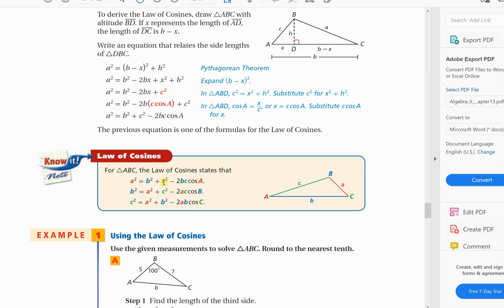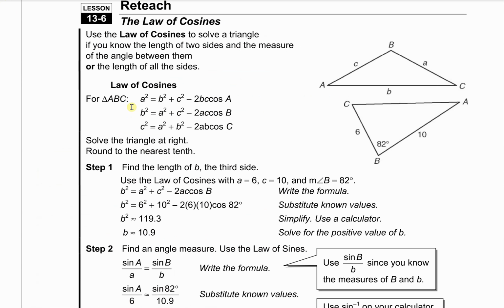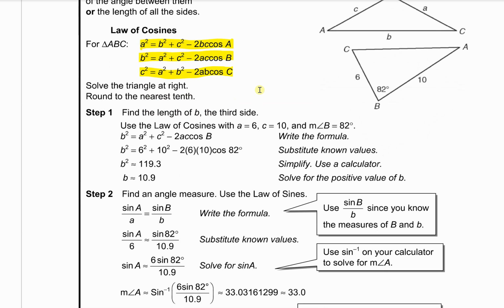a squared equals b squared plus c squared minus 2bc cosine A. b squared is a squared plus c squared minus 2ac cosine B, or c squared equals a squared plus b squared minus 2ab cosine C. So basically you've got these three sides and the angles opposite, just like in the law of sines. We have these three formulas. They're also in your note packet right here. We have all three, and depending upon which angle you have and which sides you have, that's going to determine what you do.